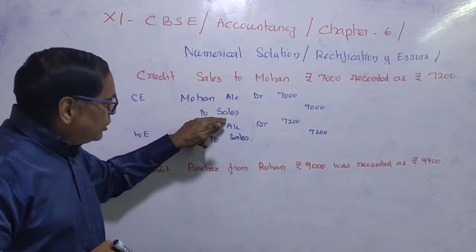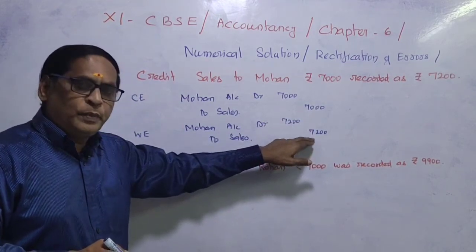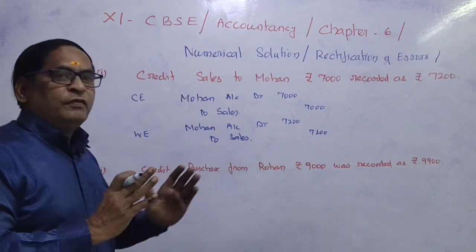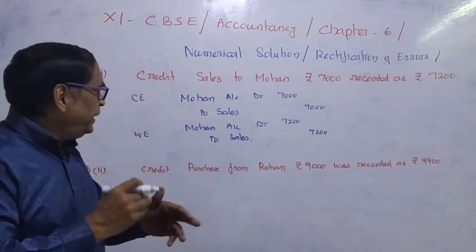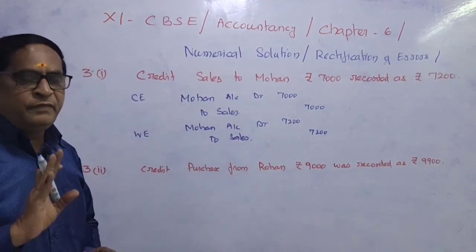Likewise, in the sales account we should show 7000 rupees, but they have shown 7200 rupees. So 200 rupees must be cancelled. In order to cancel, we have to write an ulta entry: sales account debit to Mohan for 200 rupees. That is a rectification entry.